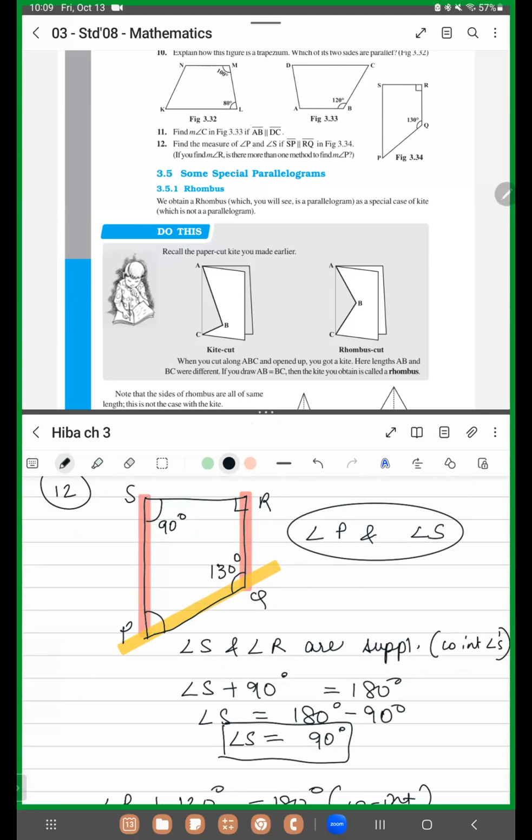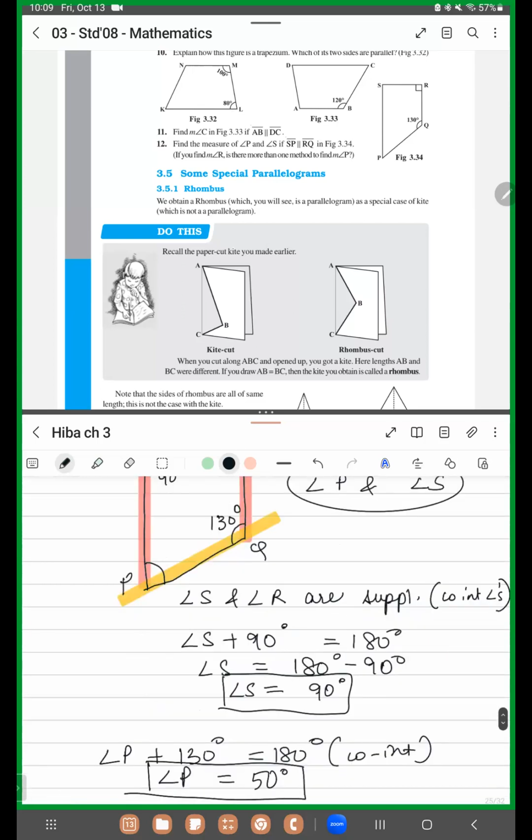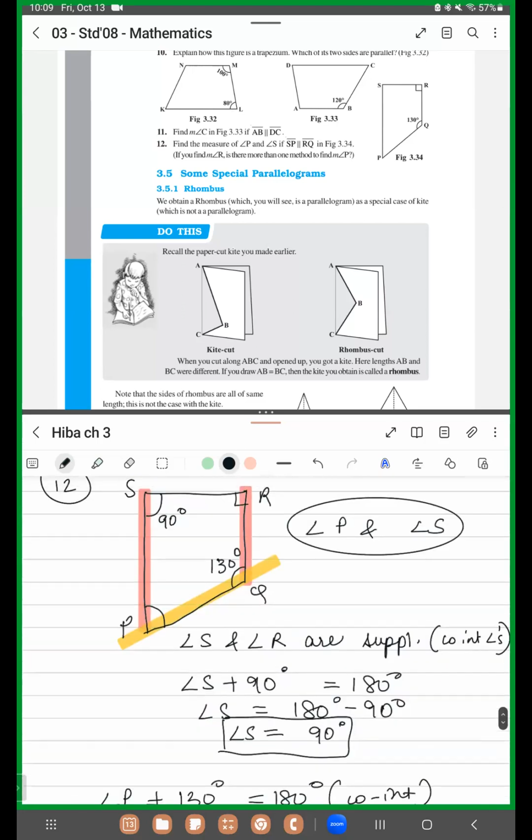So they are telling us that, see, clearly this is 90 degrees, right? This is 90 degrees. Wait, I understood. Tell me, what did you understand? I was just confused about how S and R are supplementary. They are supplementary because they are co-interior angles. If you consider this as the transversal, then they are co-interior angles.